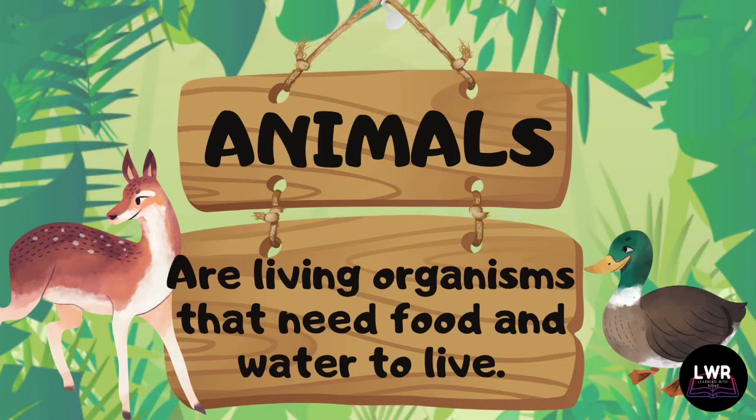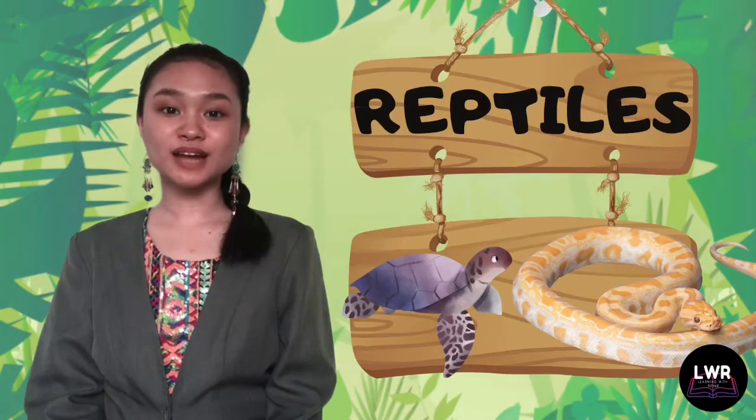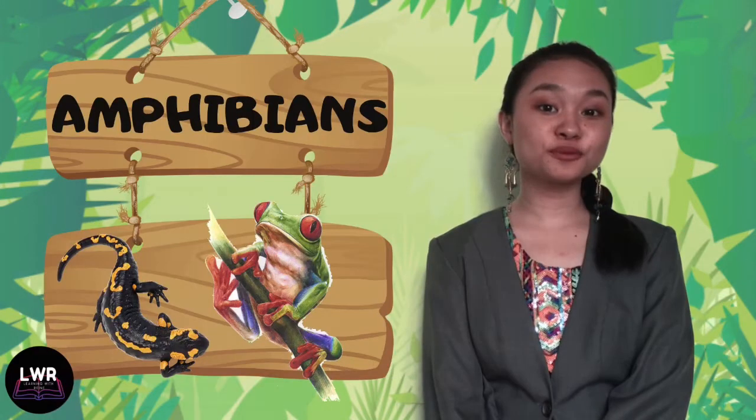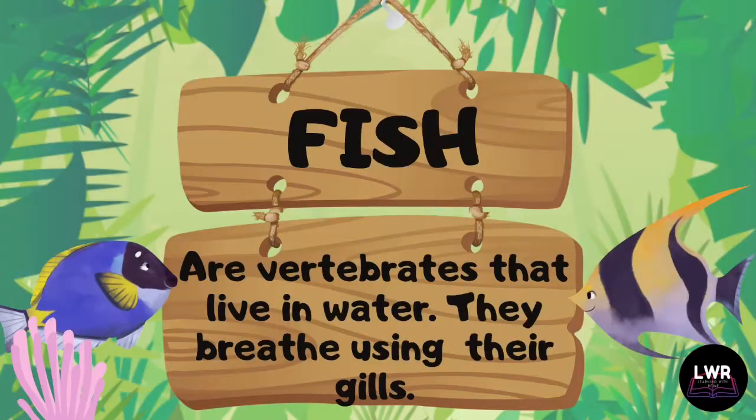In the previous video, we learned that animals are living organisms that need food and water to live. We also learned that there are 6 types of animals. These are mammals, birds, fish, reptiles, amphibians, and invertebrates.